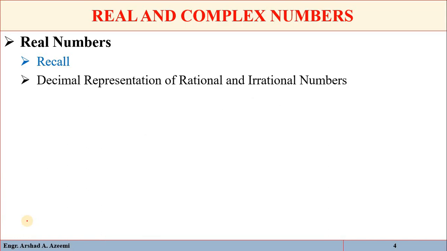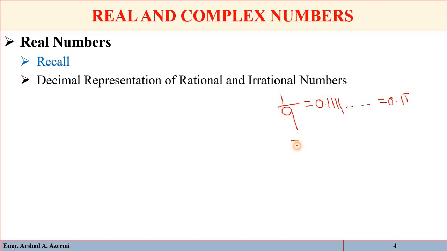Then we have the representation of rational and irrational numbers in terms of decimals. Every rational number can be written as either a terminating decimal or a repeating decimal. All terminating and repeating decimals are rational numbers. For example, if we have 1 by 9, it will be equal to 0.111, recurring, and it can also be written as 0.1 bar. The bar means that the number is repeating forever.